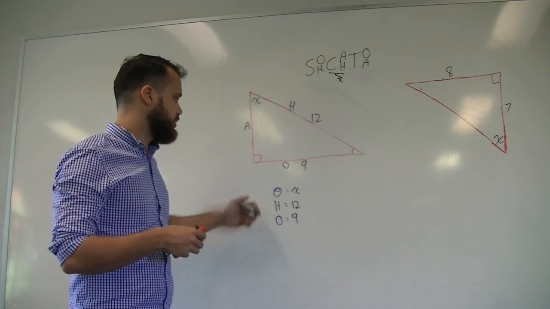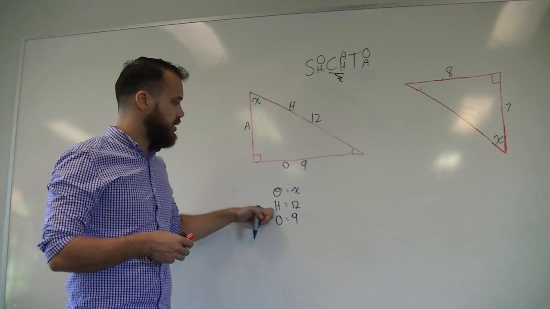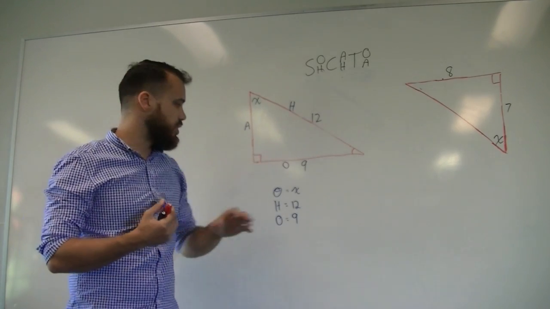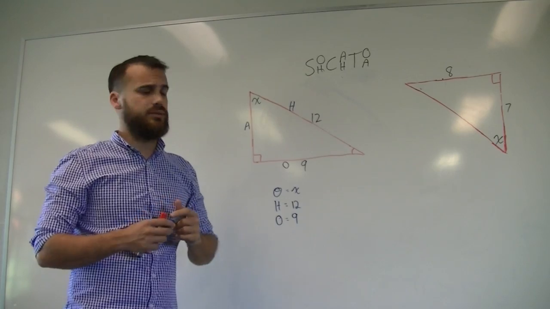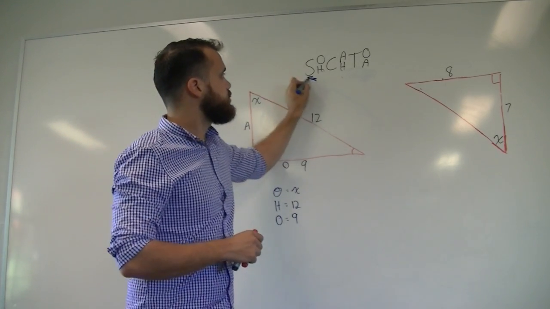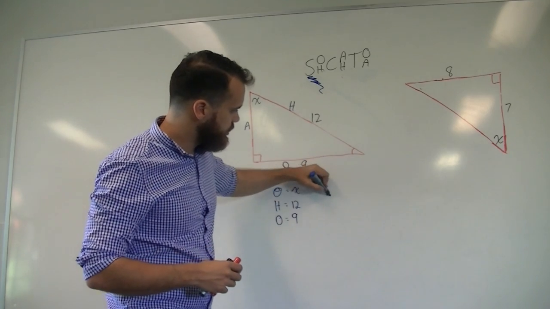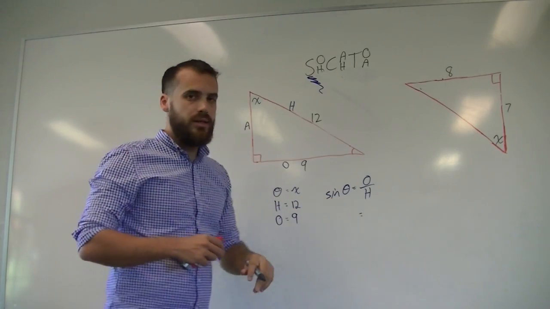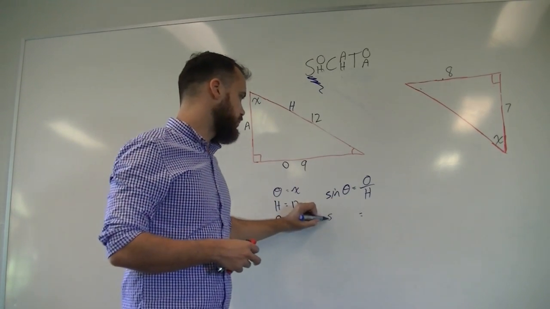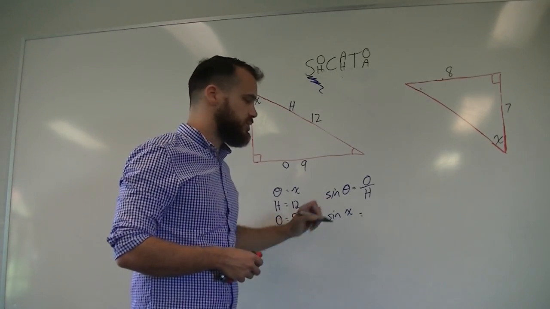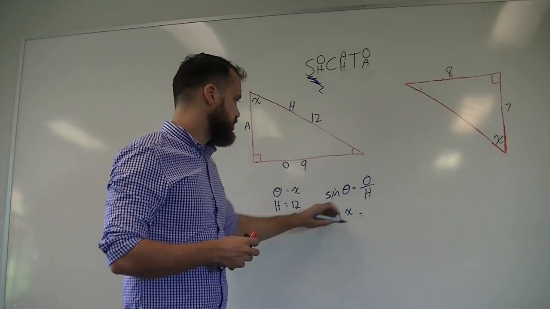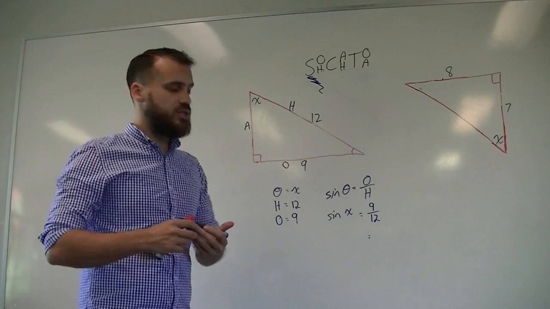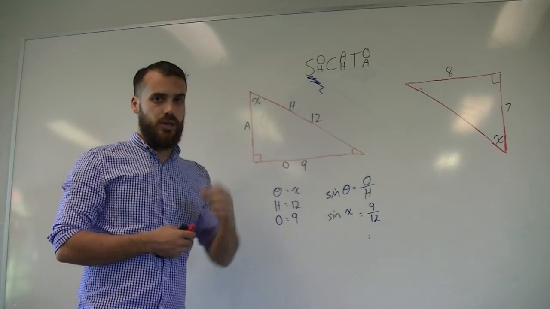Same procedure here. Look at our summary. Opposite and hypotenuse. Which of these three ratios works for this one? Opposite, hypotenuse, it's this one. Okay, so let's write it out. Sine theta equals opposite over hypotenuse. Now let's put in the stuff that we know. We have an angle that we want to find out, sine x, and we know opposite is 9, and we know hypotenuse is 12. So now we have sine x equals 9 over 12.